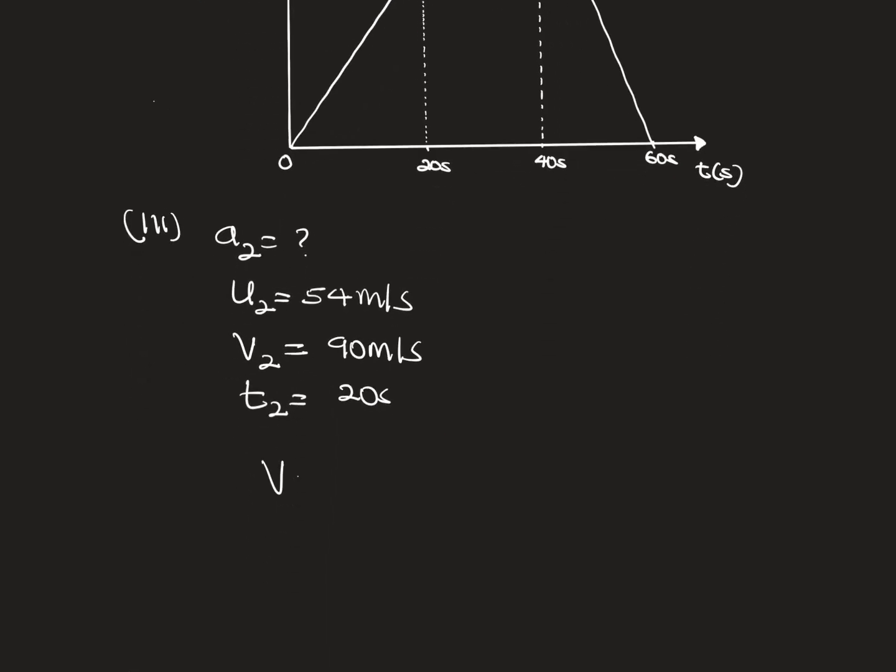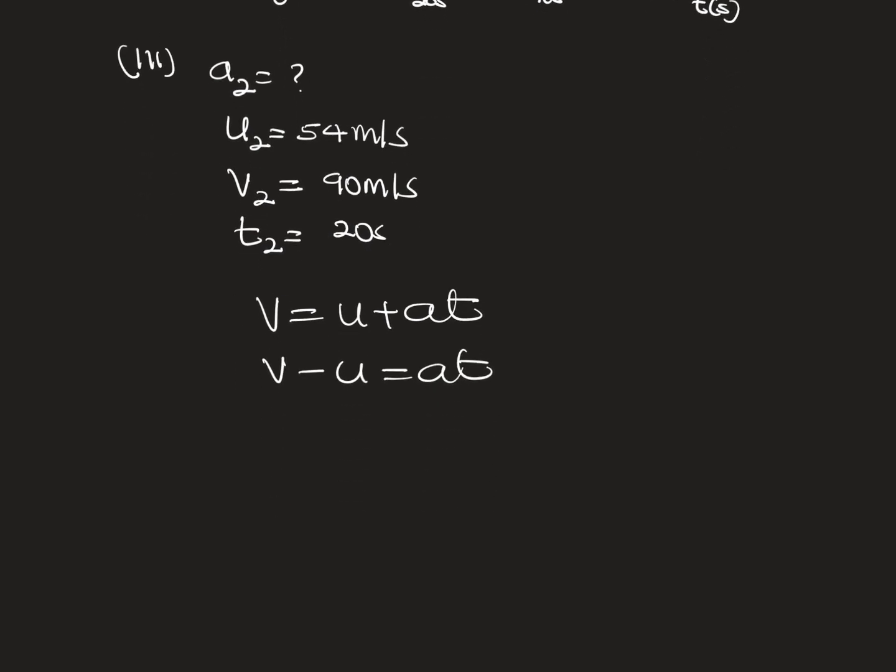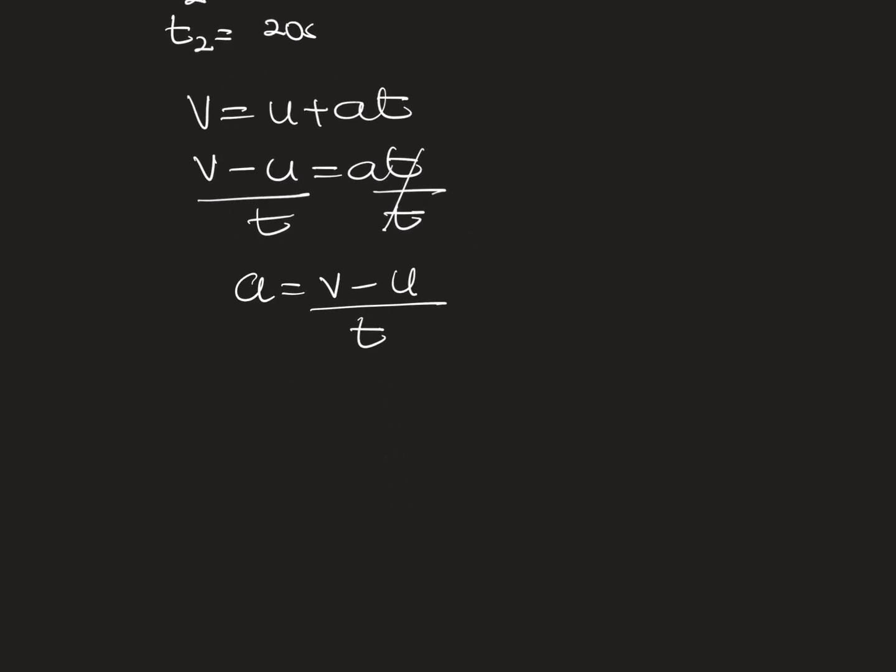If we use V = U + AT, then we're going to have V − U = AT. To make A the subject of the formula, we divide both sides by T, so A = (V − U) / T. Okay, so let's specify. We are talking about the acceleration in the second interval, so it will be A2 = (V2 − U2) / T2.